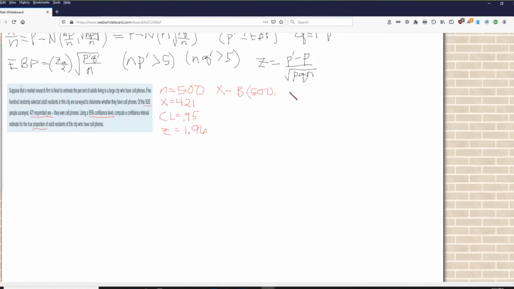Now our p prime is going to be, remember, x divided by n. So that's going to be 421 over 500. So let's write that out. X binomial is going to be n and p. So when I write it with this data, n is going to be 500, and my p is going to be 421 over 500.